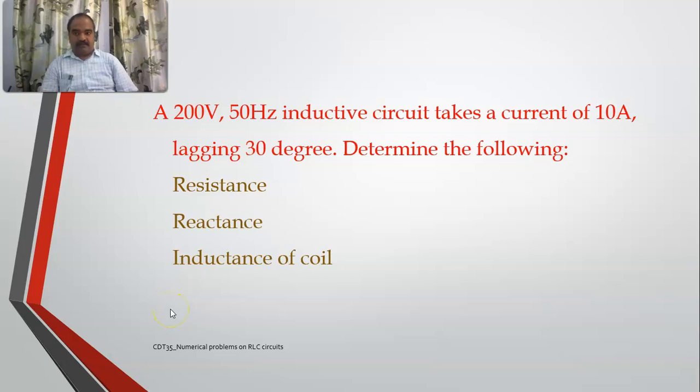So now we will see one more type of problem on simple RL and RC circuits. See the question: there is a 200 volts, 50 Hertz inductive circuit which takes a current of 10 amperes lagging 30 degrees. When the question says it is an inductive circuit, it means it consists of L. If it was a pure inductive circuit, then the angle would have been 90. But since it is between 0 and 90, it might be an RL circuit.